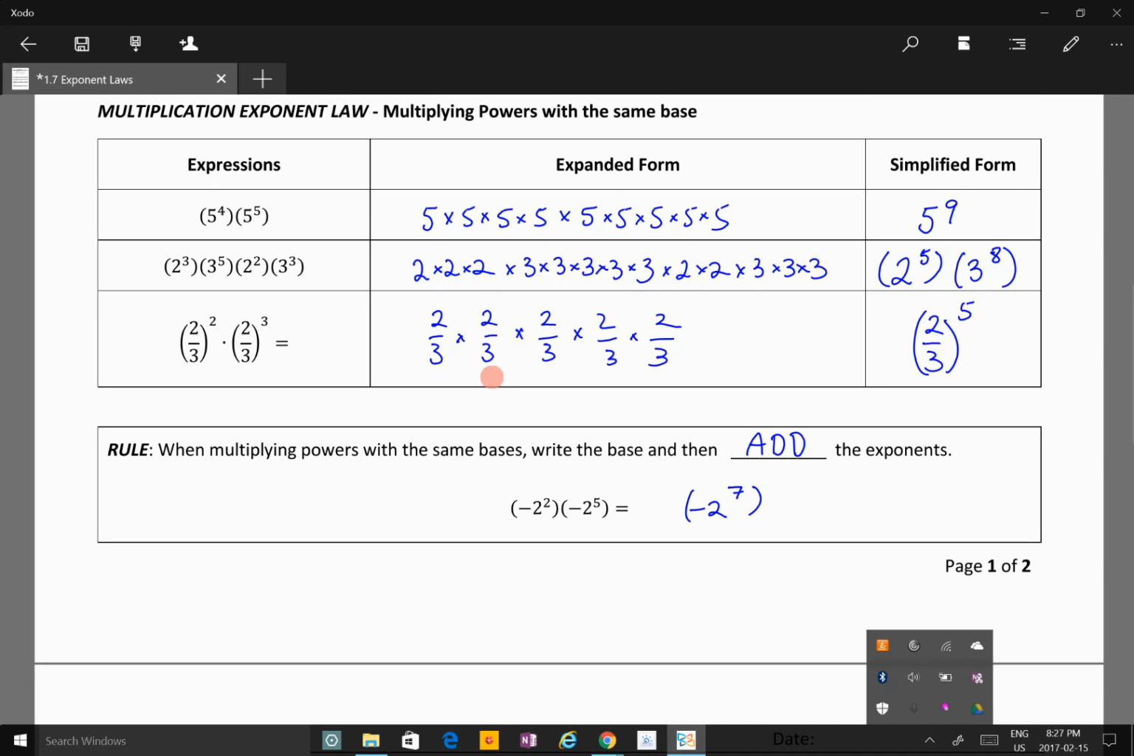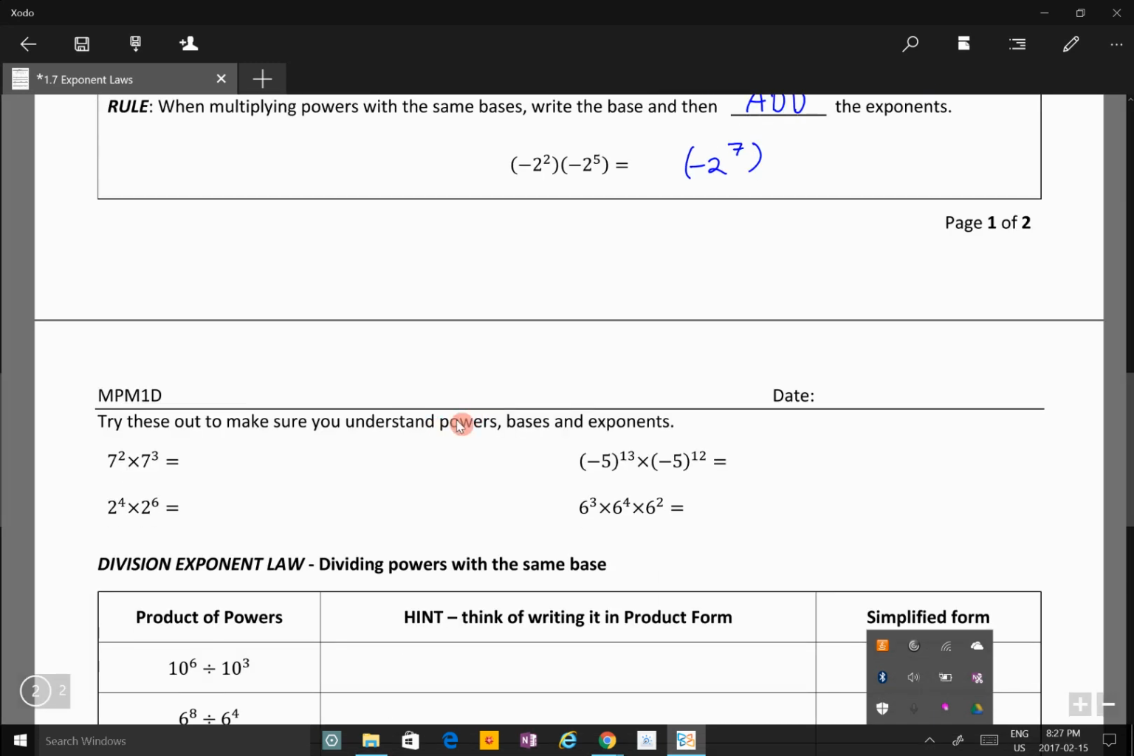So let's try out a few of them here. So try these out to make sure you understand. So here I have 2 powers with the same base. The base is 7, so you just rewrite a single base, 7, and then you add the exponents, 2 plus 3, which is 5. I have 2 to the power of 4 times 2 to the power of 6, so my base is 2. Add the exponents, 4 plus 6 is 10.